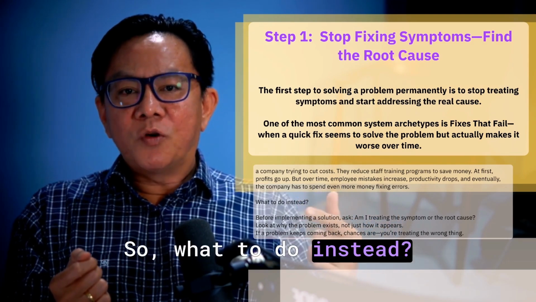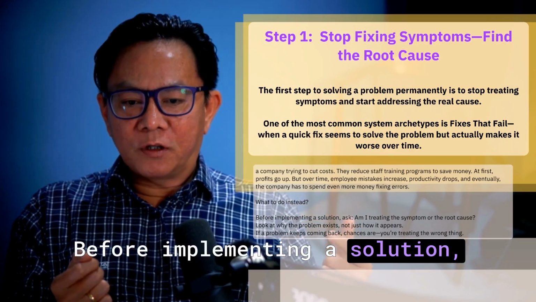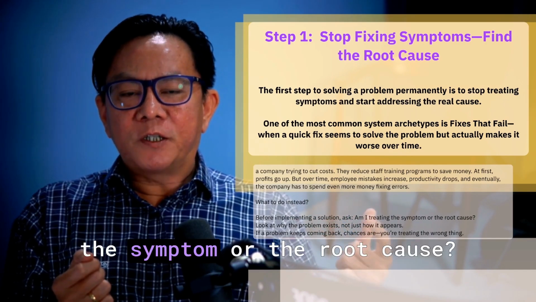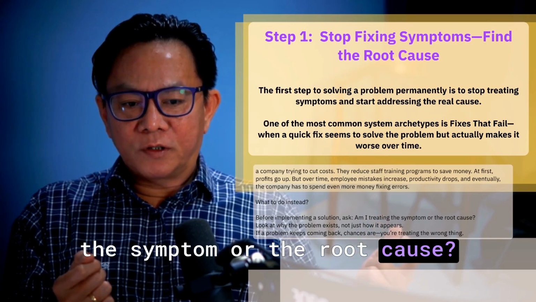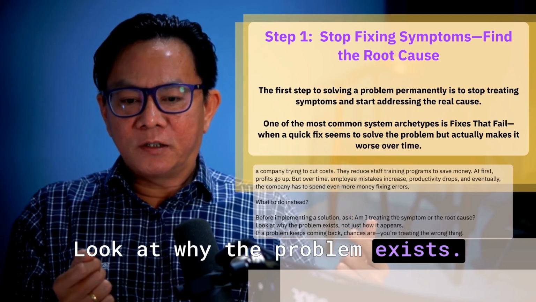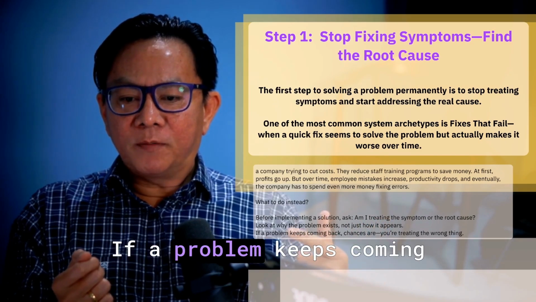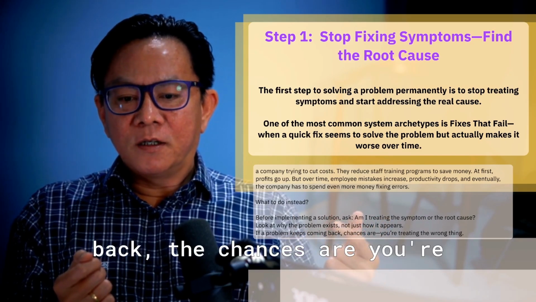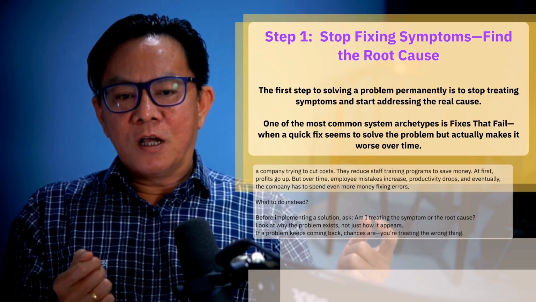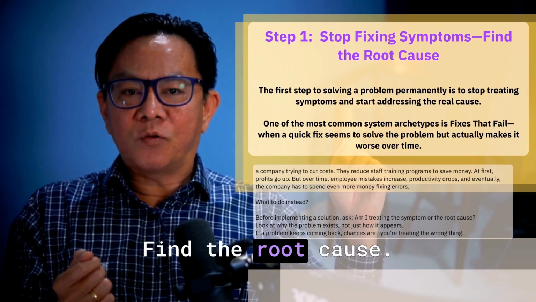So, what to do instead? Before implementing a solution, ask yourself, am I treating the symptom or the root cause? Look at why the problem exists, not just how it appears. If a problem keeps coming back, chances are you're treating the wrong thing. So step 1, stop fixing the symptom, find the root cause.